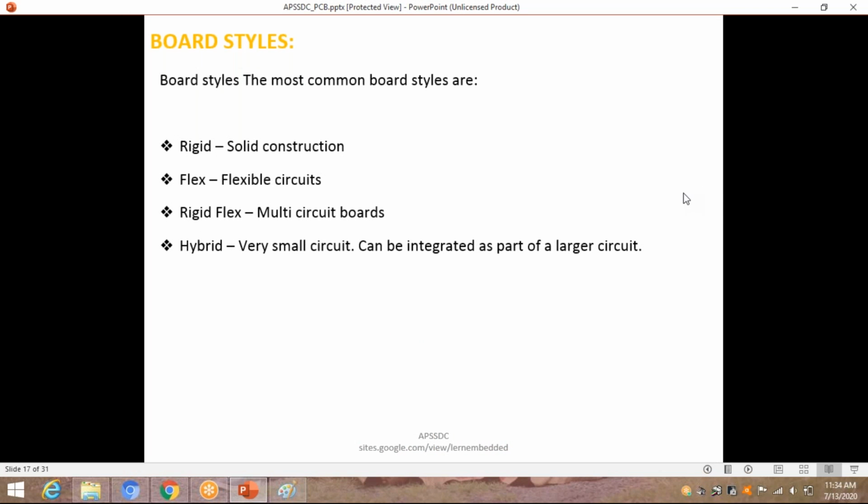Board styles. As we have already discussed these types, rigid is the solid construction. Flexible is the flexible circuits. Rigid-flex is nothing but a combination of rigid and flex. Hybrid consists of very small circuits that can be part of rigid-flex as well as rigid.